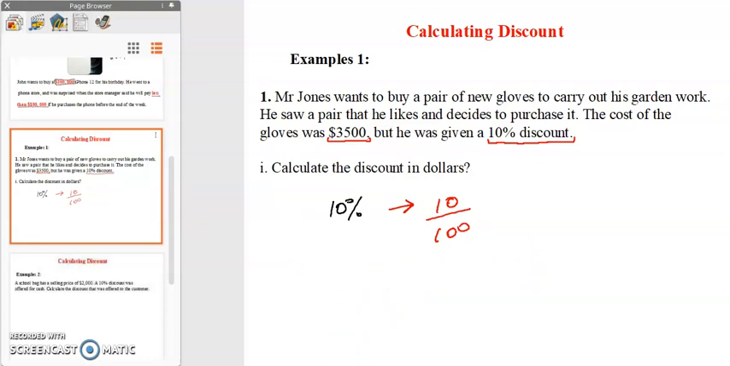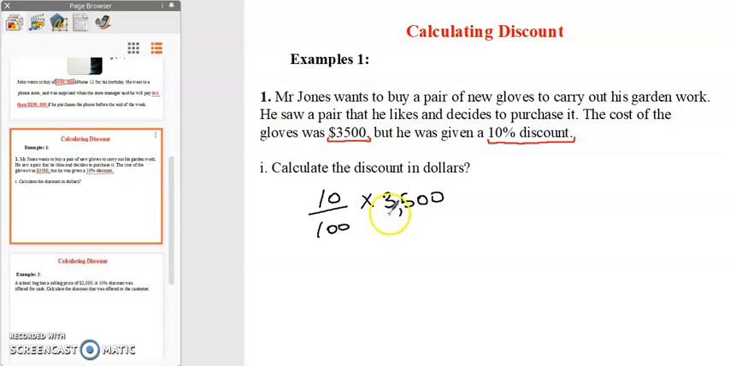So they're saying 10% off, right? So they're saying 10% discount. So you're basically going to calculate what is 10% of the 3,500. So in this case, as I said, 10% means 10 out of 100. You're going to multiply that by the price of the gloves, $3,500 for the gloves, right?